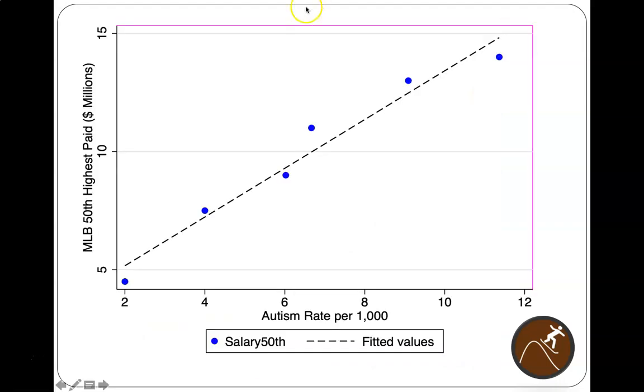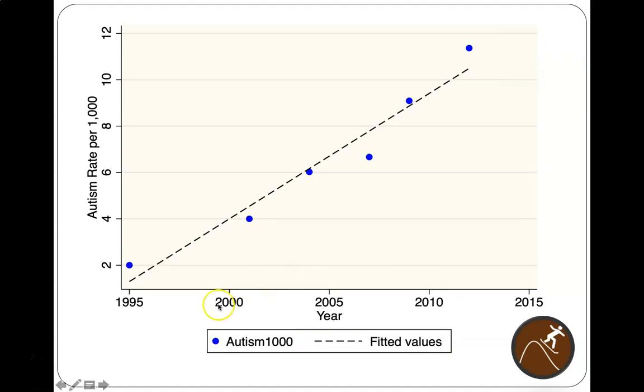So if we were to plot Major League Baseball player salaries versus the autism rate per 1,000 people, you'd see that the highest paid baseball players are correlated to the autism rate. So there is a statistical correlation. If you were to do the p-value on that correlation, you'd see that it's a statistically significant correlation. We could also plot the autism rate against year as a continuous variable, and we would also see a statistically significant positive correlation. Doesn't mean that it's causal, but it's an important statistic, needless to say.